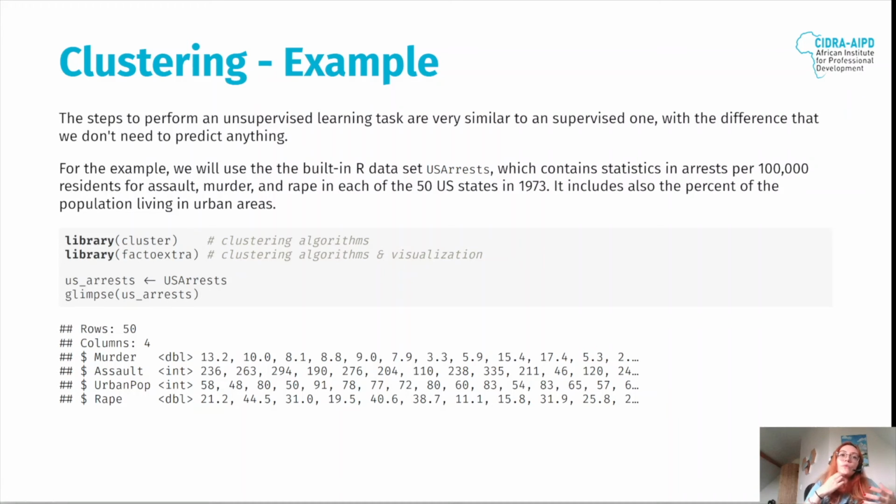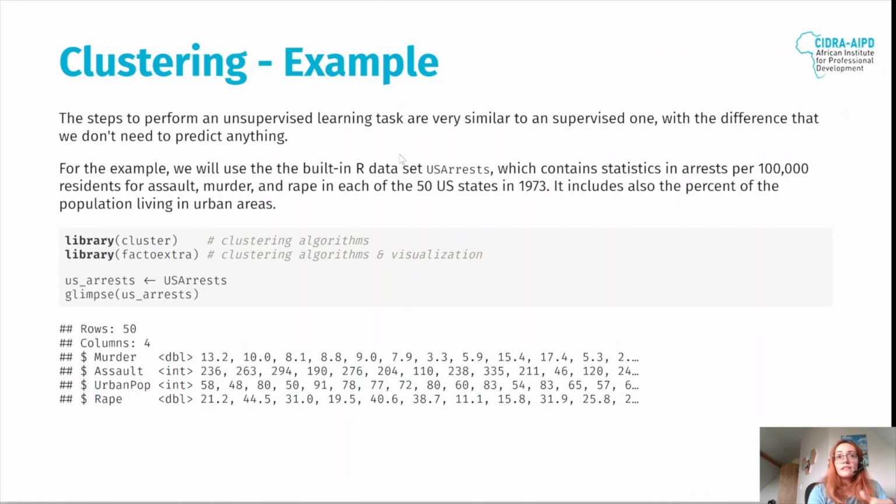So to do this example, we are going to use the built-in R dataset called USArrests. This dataset contains statistics on arrests per 100,000 residents for assault, murder, and rape in each of the 50 US states in 1973. It also includes the percent of the population living in urban areas. So the libraries that we need to do clustering are cluster and factoextra. You need to install and load those libraries before proceeding with the example.